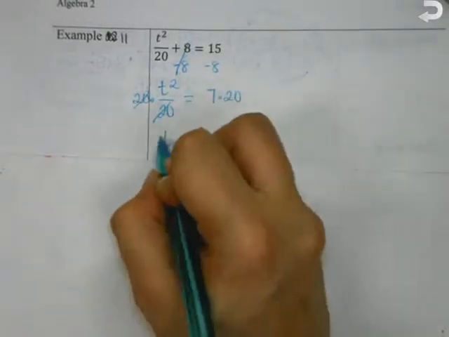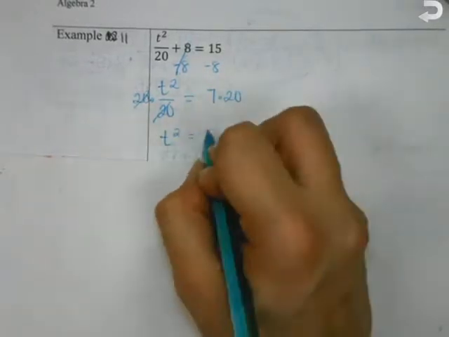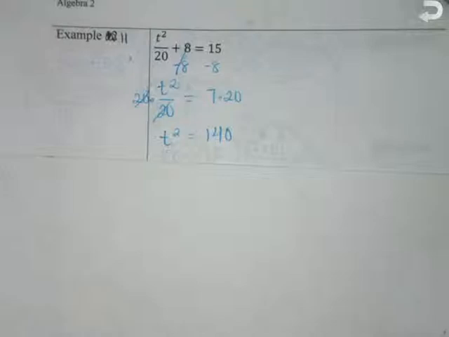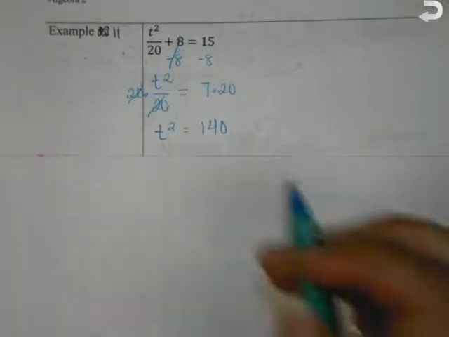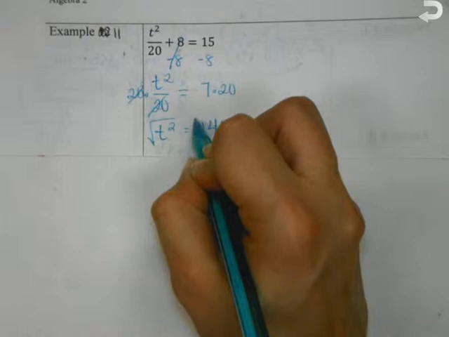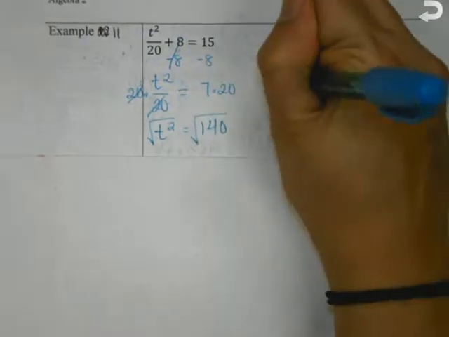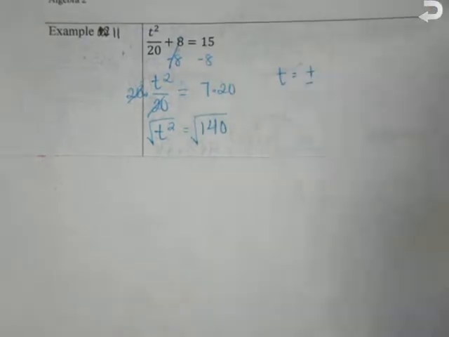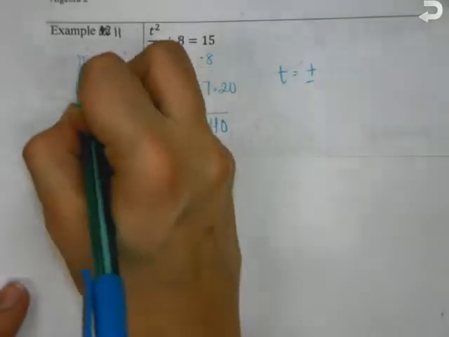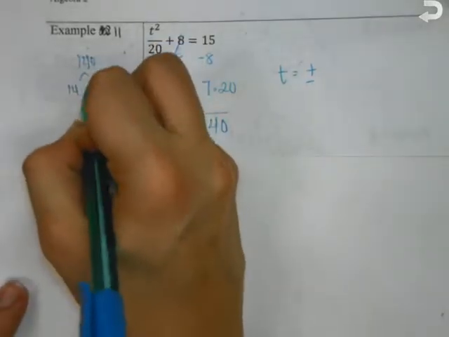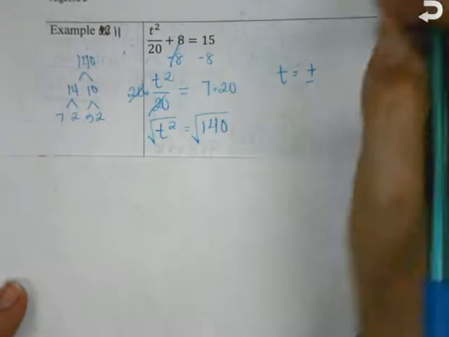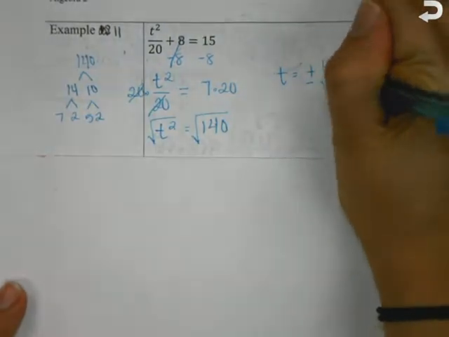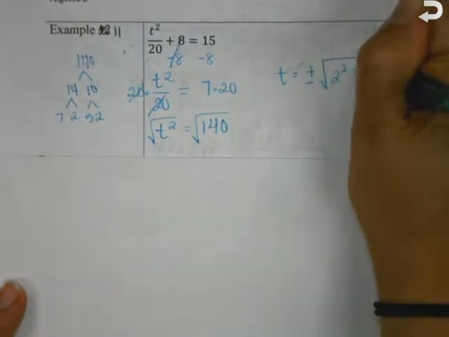Now to solve for t, I'm going to take the square root of both sides. So that's going to give me t equals plus or minus. 140 breaks down to 14 and 10, which is 7 and 2, 5 and 2. So that's going to be plus or minus 2 squared times 5 times 7. So my answer is going to be plus or minus 2 root 35.